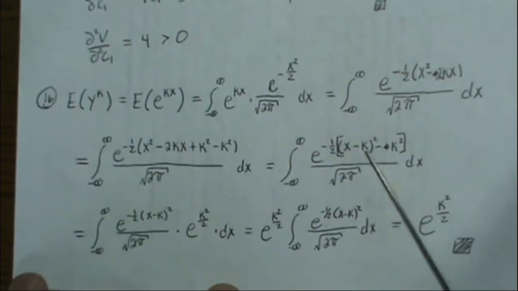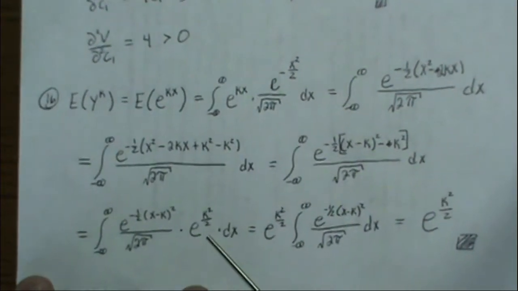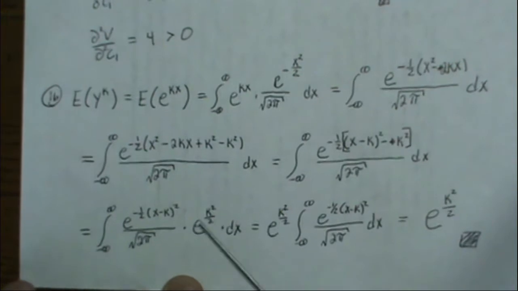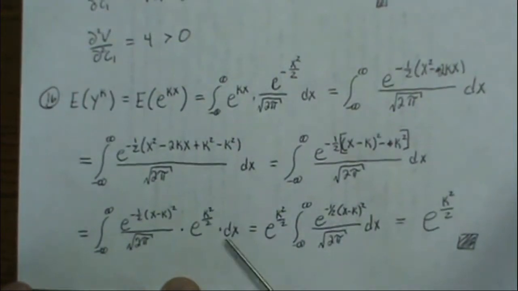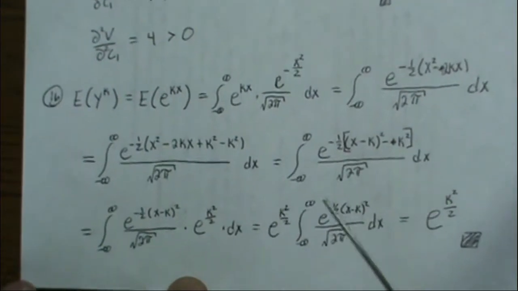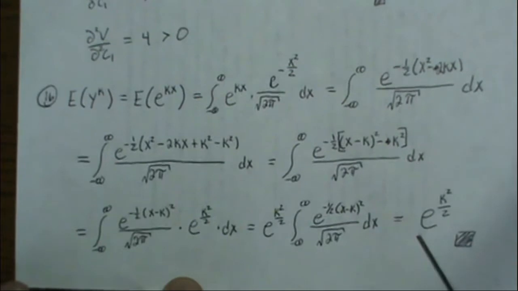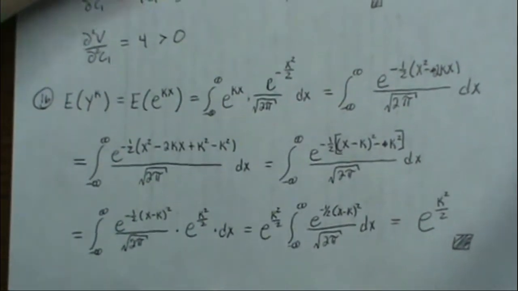Well, this is all raised to the e, so that piece can be factored out. And then since this is a constant with respect to x, it can be moved to the front. Well, this is just the density of a normal distribution, which integrates to 1. And so 1 times that is just e to the k squared divided by 2.